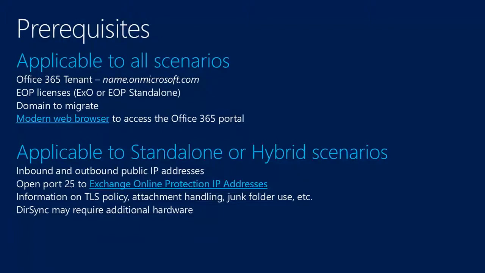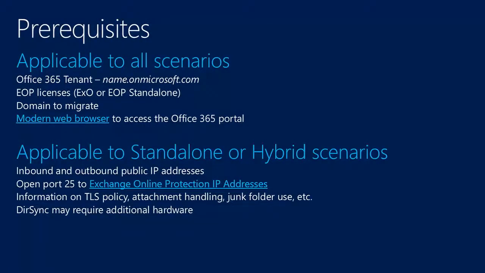For the items that are applicable to standalone and hybrid scenarios, obviously we need all the IPs of your on-prem servers. We also need to have port 25 opened up to the EOP IP addresses. So we do publish the IP addresses that we'll use to deliver mail from EOP to your on-prem environment. Highly, highly recommend you lock your firewall down to these IPs if you're using EOP, so that someone who's spamming cannot connect directly to your mail server and send messages in and bypass EOP.